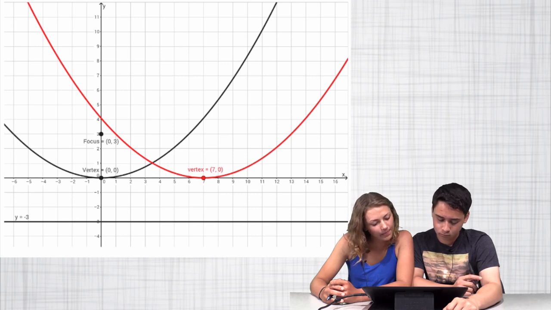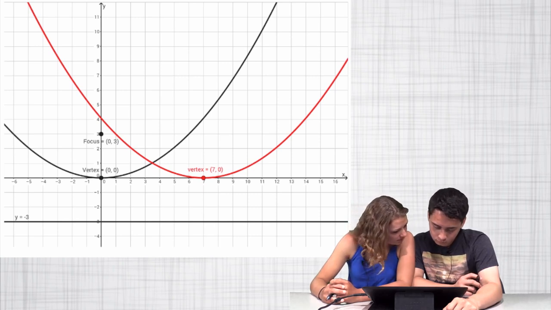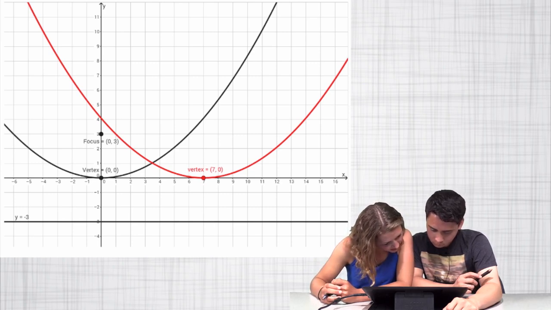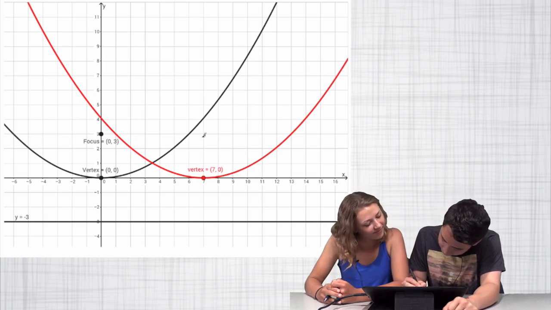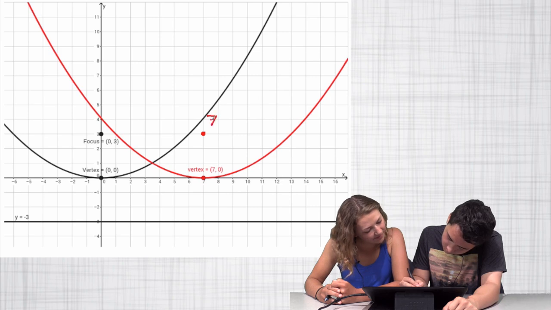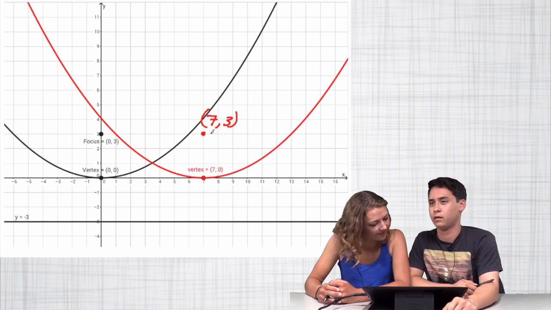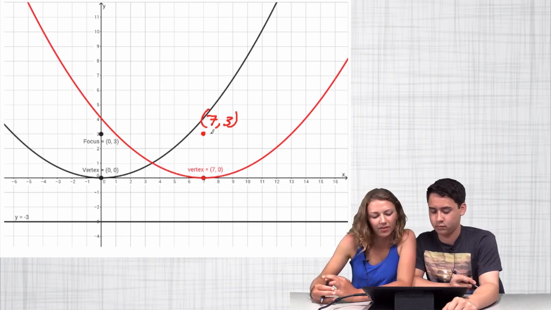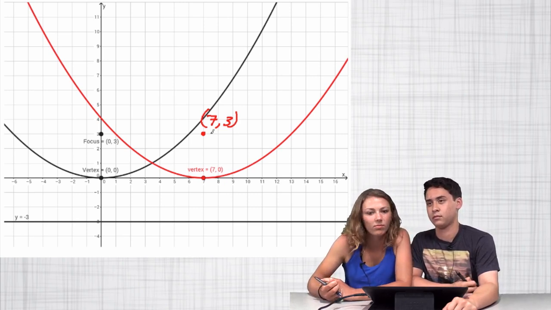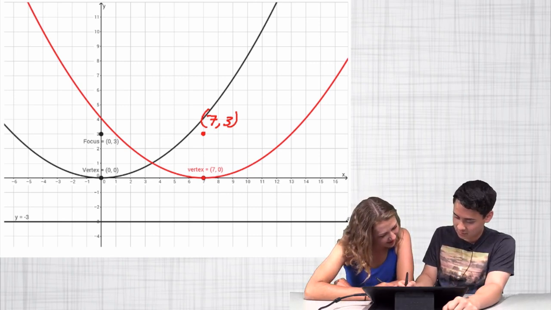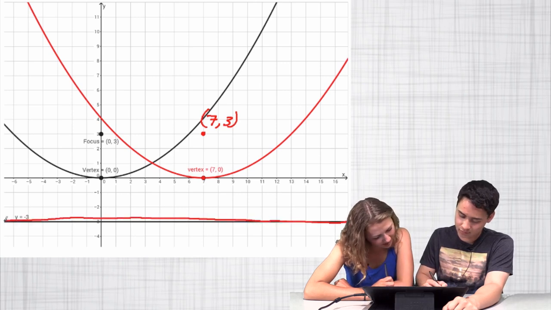What's the focus and directrix of the new parabola? You can label them in red if you want to fit with the red parabola. Sasha, what do you think of that? I agree because all we did was just move it over 7, so it makes sense for the point to be at 7, 3. Okay. What about the directrix? Okay, I'm going to assume it's the same, right? Still y equals -3.